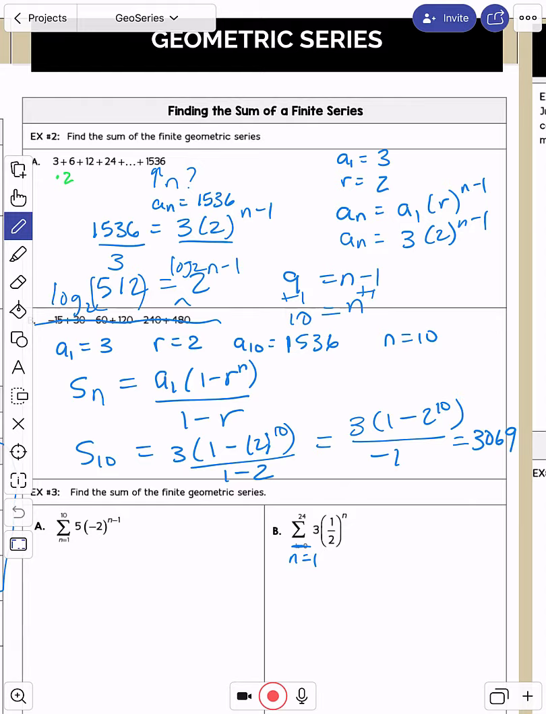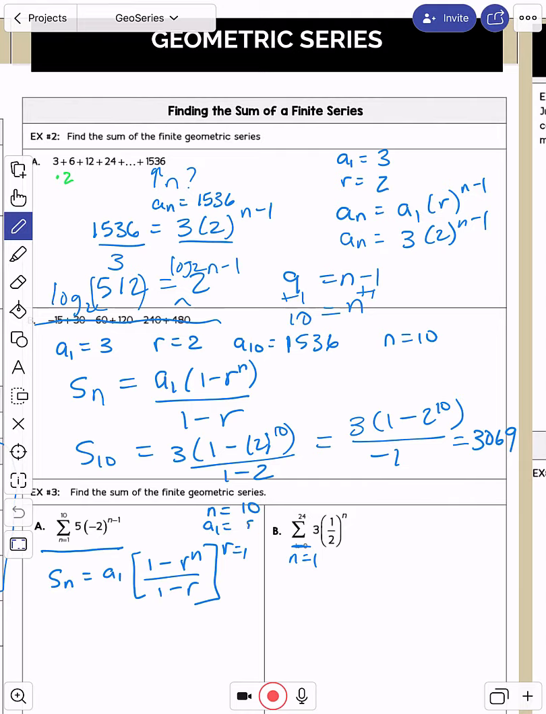All right, so here we have this summation, and if I want to use that S sub n is equal to A1 times 1 minus r to the n over 1 minus r, there are 3 things I need to know. N, A1, and r. So n is equal to 10, because that's a sum over 10.